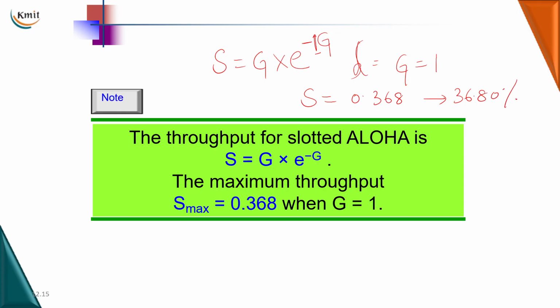36.80% of frames are successfully transmitted out of 100 without collision. That means it was 18.40% in pure Aloha, and in slotted Aloha it is 36.80%, which is exactly double that of pure Aloha. So these are the two protocols, pure Aloha and slotted Aloha, for random access control.